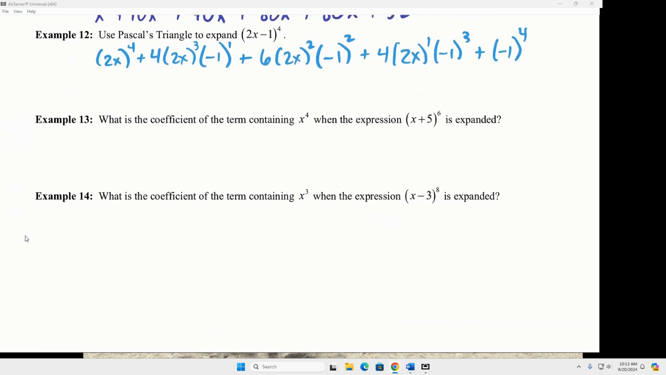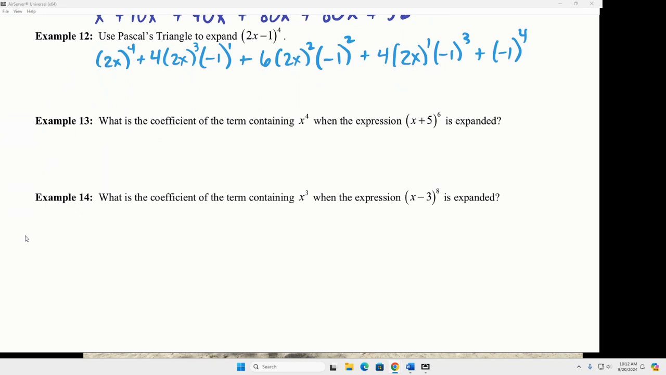All right, now you are welcome to try and figure this out in your head, or we can use a calculator, either one. This isn't too terrible because it's just 2's and 1's. But 2 to the 4th is 16. So that means 16x to the 4th. All right, and then we need to multiply 4 times 2 to the 3rd, which is 8, times negative 1.